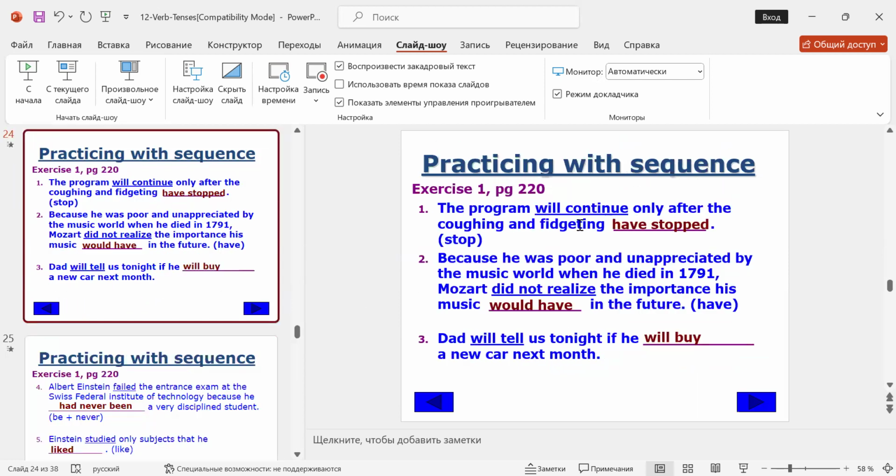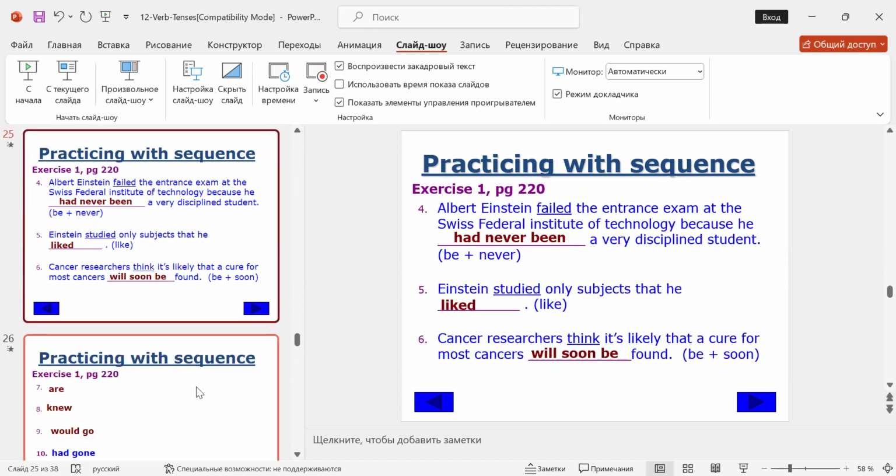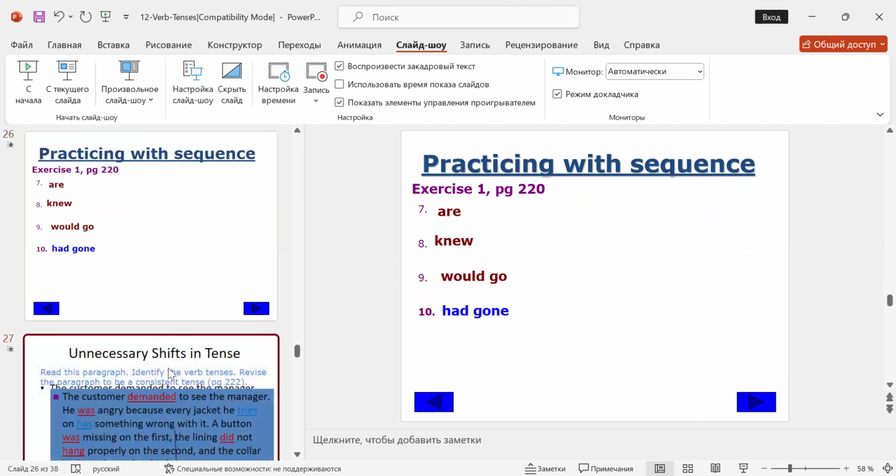Practicing with sequences, you have to watch the exercise on page 220. This is also practicing.